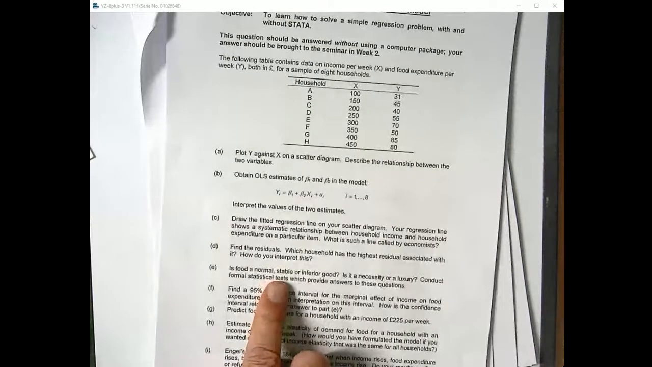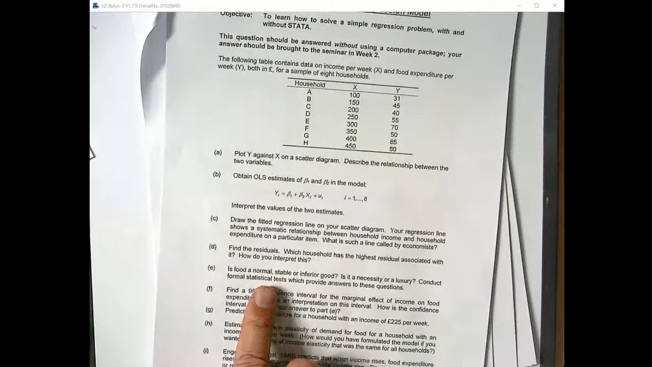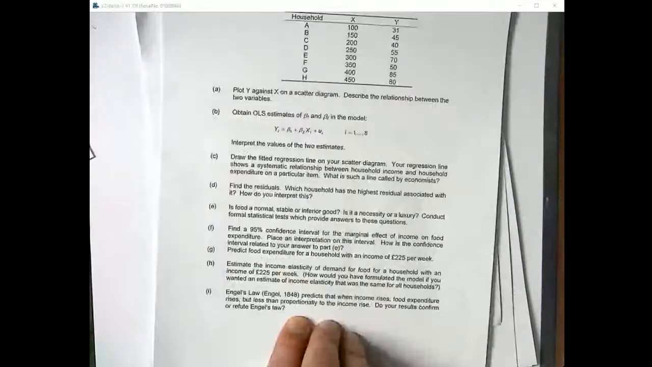We have to get the residuals. We have to get the standard errors. And then we have to do various tests of whether food is a normal good and whether food is a necessity and so on. Get a 95% confidence interval, do a prediction, get an estimate of the income elasticity, and then consider whether Engel's law holds or not.